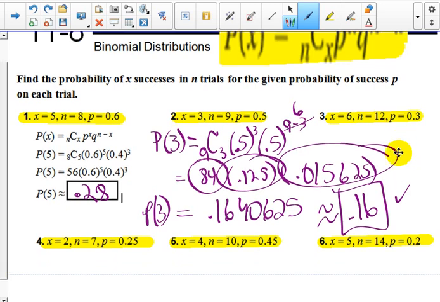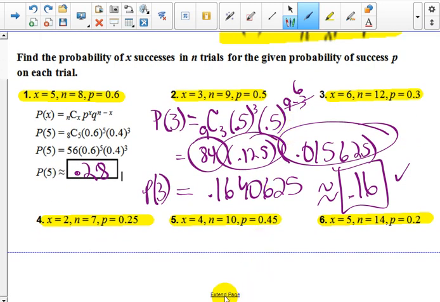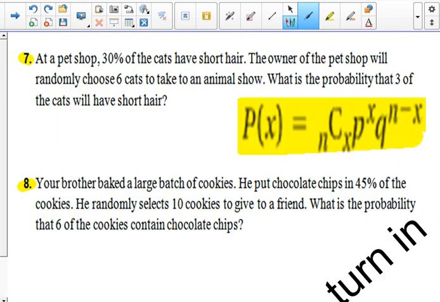All right, so I want you to spend the rest of this class period working 3, 4, 5, 6, and 7. Let's pause and look at 7 real quick so we can set this up. Oh, yeah, we're not working it. I'm going to have time.